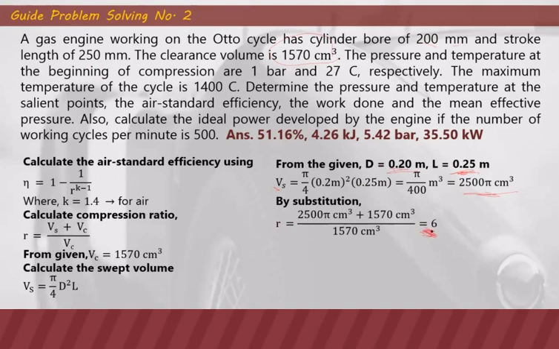And then, since we already have the compression ratio, we can now get the air standard efficiency. So the air standard efficiency is 51.16%. This is how efficient this Otto cycle is. It's 51.16%.